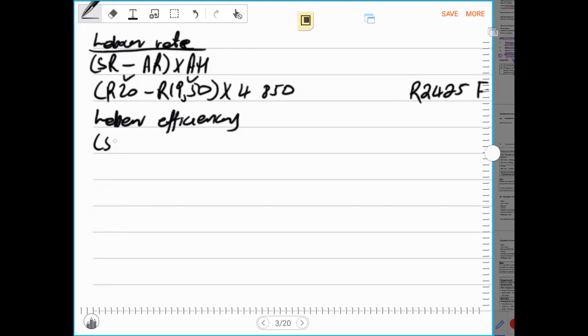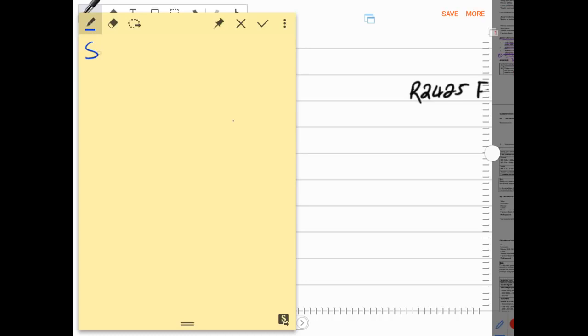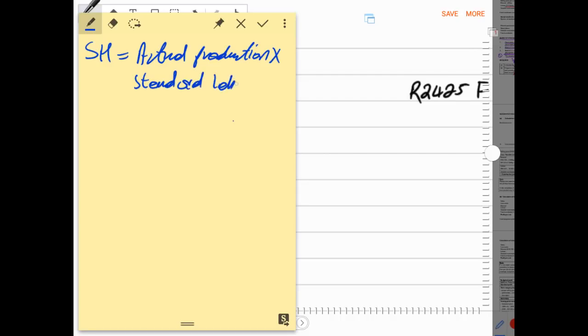Our labor efficiency will be standard hours minus actual hours, times the standard rate. Remember, I said standard quantities are based on the actual production. Similarly, the standard hours are based on actual production. So for us to get to what we call standard hours of labor, it is equal to actual production times standard labor hours per unit.